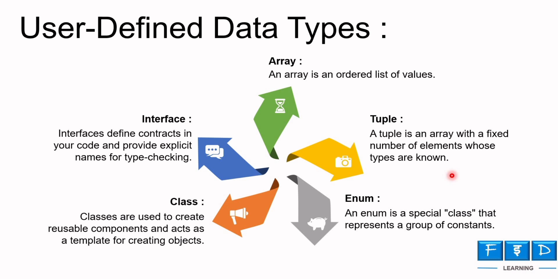After that, we will see the enum data type. An enum is a special class that represents a group of constants. Next data type is class. Classes are used to create reusable components and act as a template for creating objects. And last, interface. Interfaces define contracts in your code and provide explicit names for type checking. Okay, so now let's understand the types array, tuple, and enum with an example, and we will dive into classes and interfaces later in their own dedicated topics.